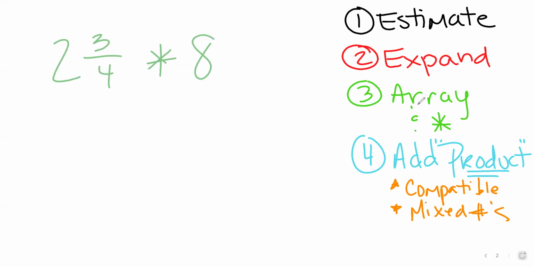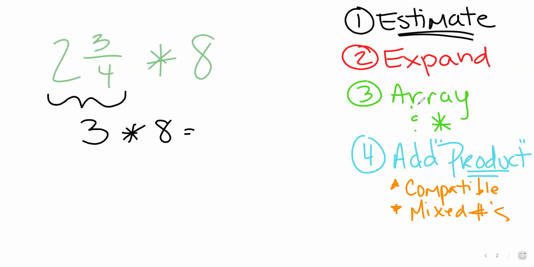So estimate, step 1, right? I want to think about how much this is by rounding to whole numbers. Well, if I think about 2 and 3/4, right away, I'm thinking that is really close to 3, because 4/4 would equal 1. So our answer should be about 24, right? And one thing I can think about is that I did round up to 3, which means my answer is going to be about 24, but it'll actually be less than 24 because I rounded up, right? This is an overestimation that I just did.